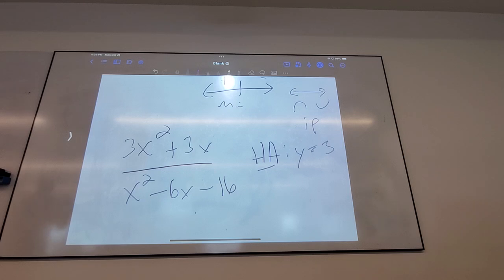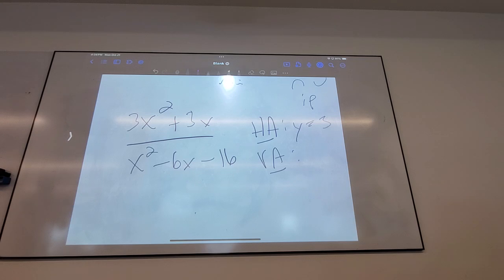Where are the vertical asymptotes? How do you figure those out? You set the bottom equal to 0. So then you get vertical asymptotes at x equals 8, x equals negative 2. Asymptotes are lines, so they need a full line equation.